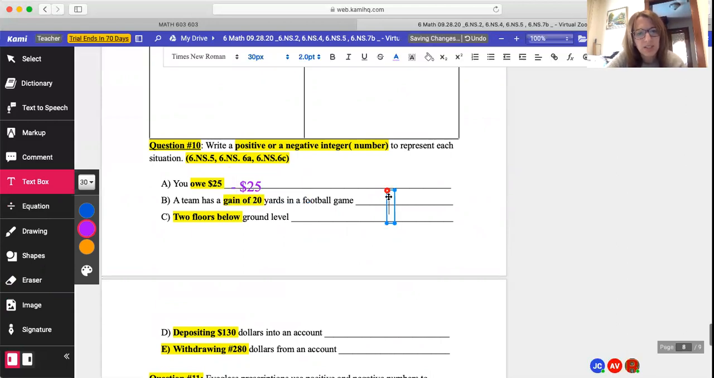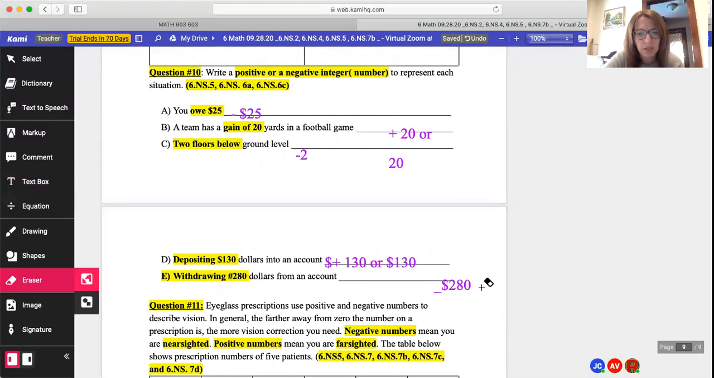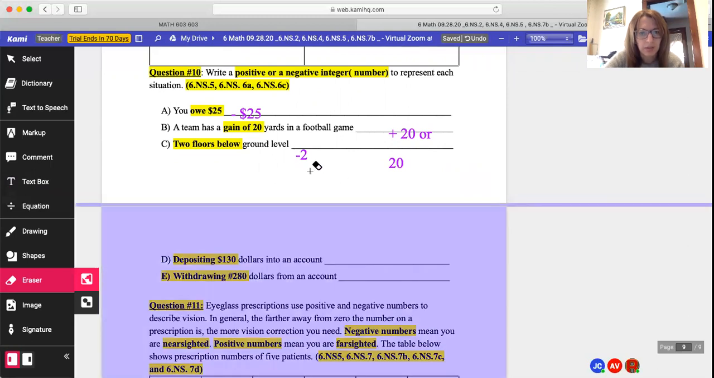It says here, a team has gained 20 yards. If you gain, you get it. It's positive 20. If you're below, it's negative. If you deposit money, you're putting money in. Therefore, it's going to be plus 130. And then if you are withdrawing money from an account, it's clearly going to be negative $280. Okay, deposit, put in, positive. Withdrawal, take out, negative.